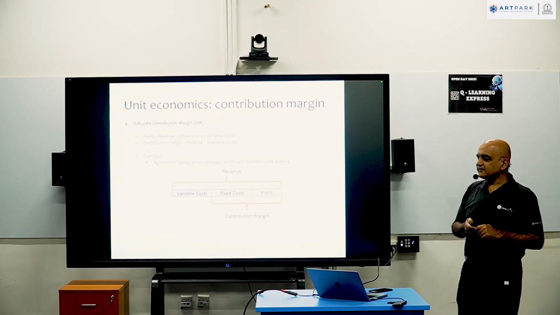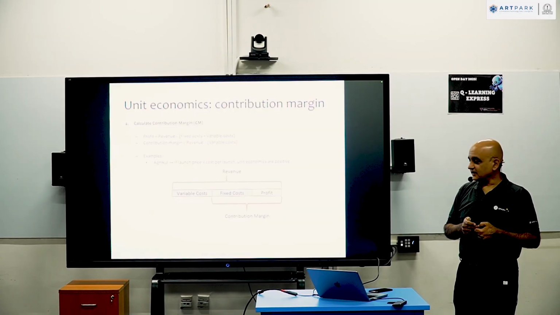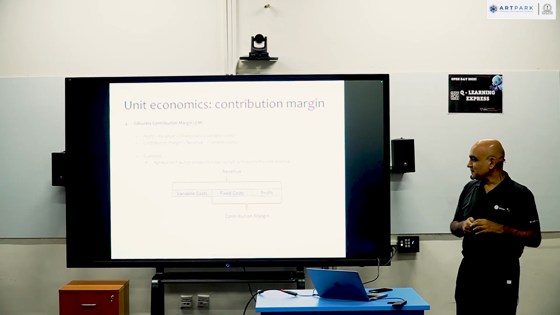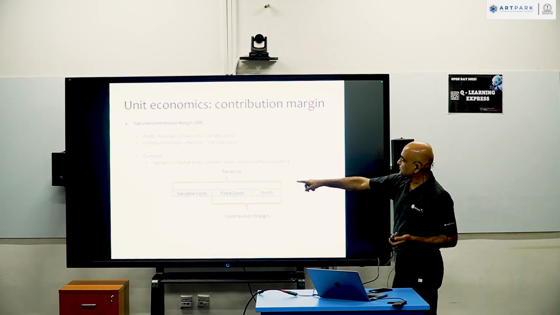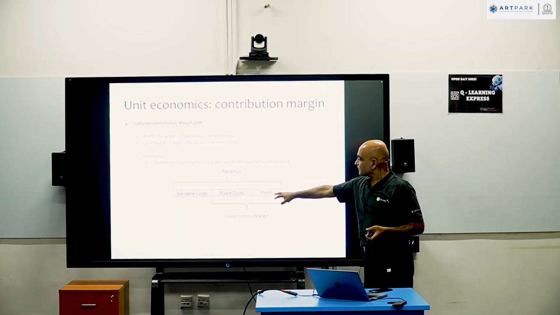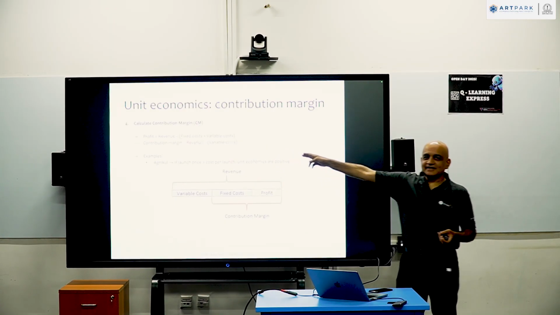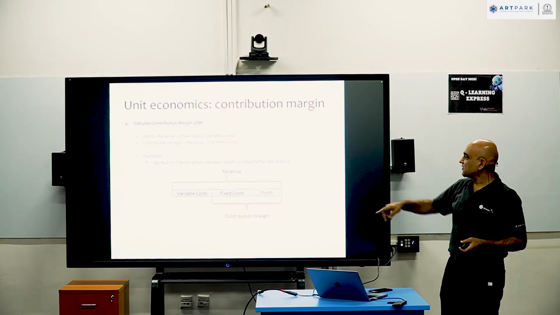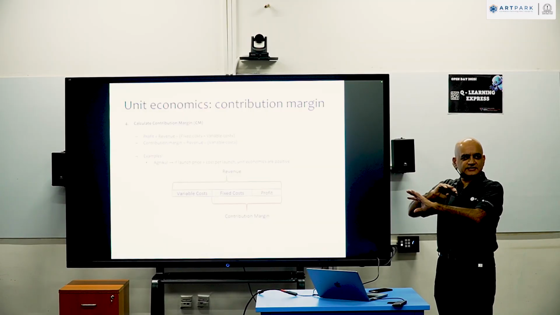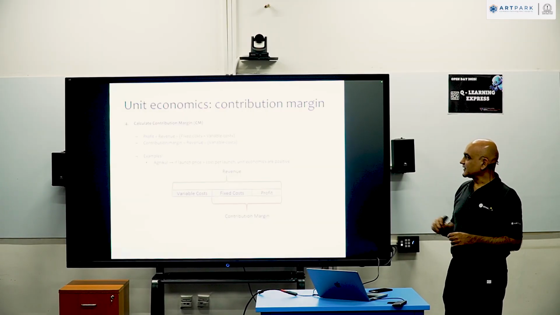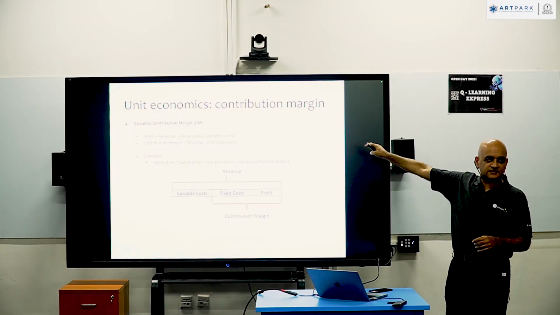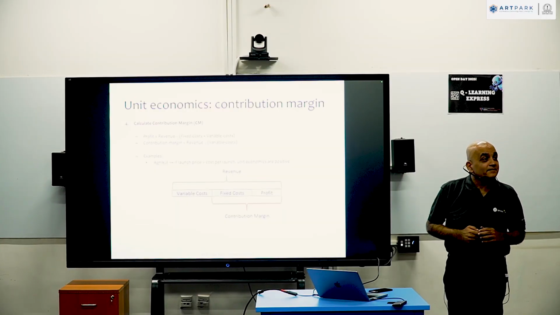So this is a visual way of looking at the same thing, right? It kind of confuses me actually, but the 3 things together, variable cost plus fixed cost plus profit, that becomes your revenue. Basically, in that equation, we have moved revenue to one side. We have switched the equation. So if you take fixed cost plus variable cost on that side, then revenue is equal to profit plus variable cost plus fixed cost.